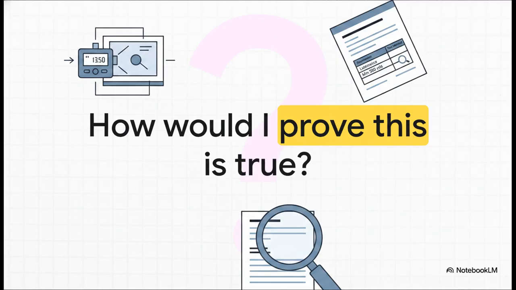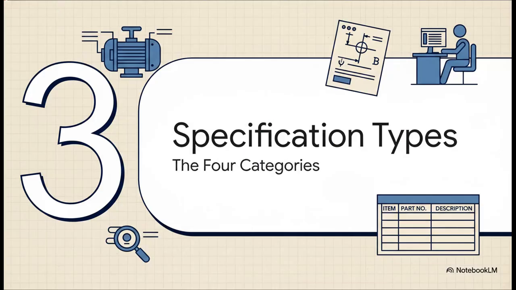You literally can't. But if you say the screen shall produce a minimum luminance of 500 nits, you just put a light meter on it and prove it immediately. Testability is the gold standard here. All right, Section 3, the 4 specification types.